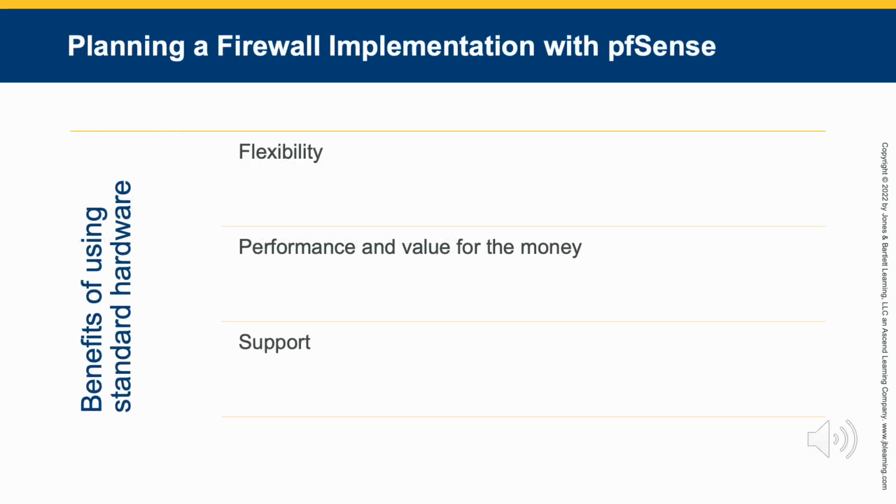Planning a firewall implementation with pfSense. The benefits of using standard hardware are flexibility, performance, value for money, and support, because you can use a household computer or a small server that could host pfSense. Or you could even have a small box. As you can see from the previous requirements, it doesn't take a lot to run this firewall.